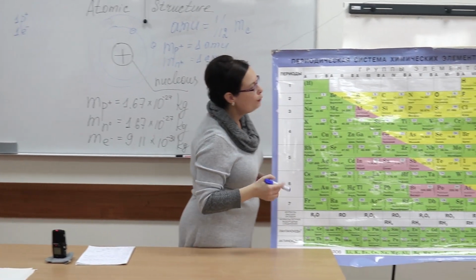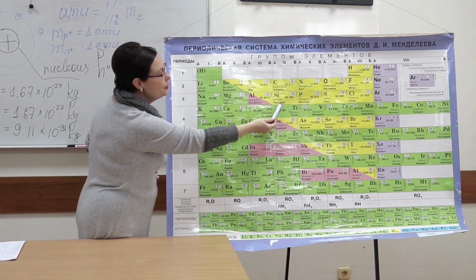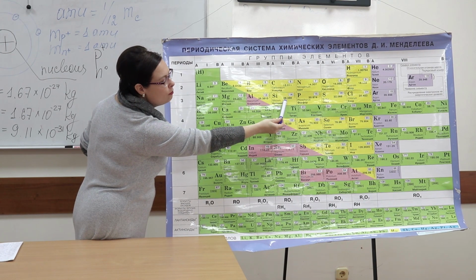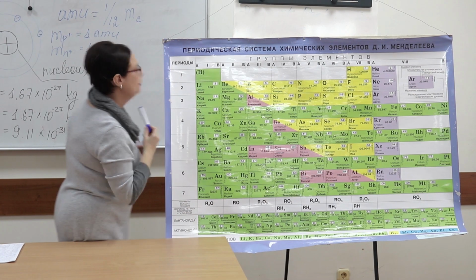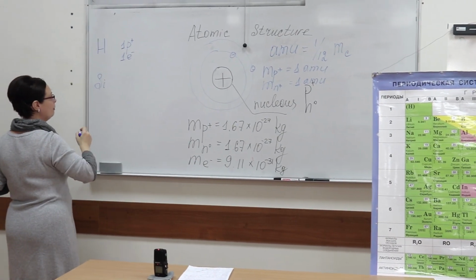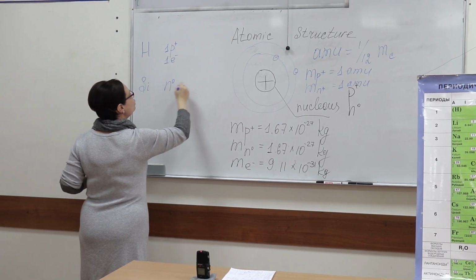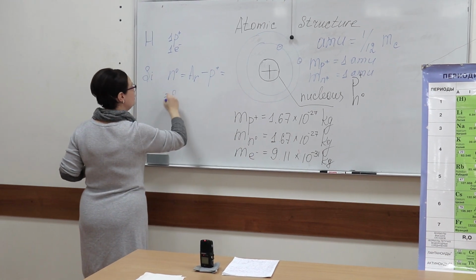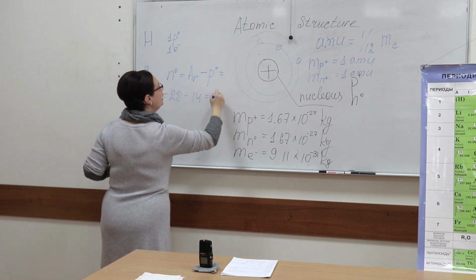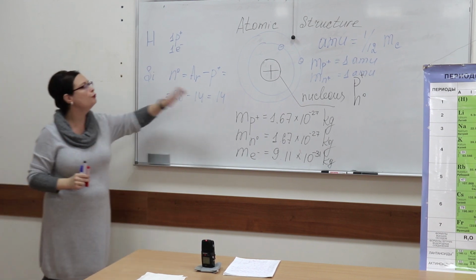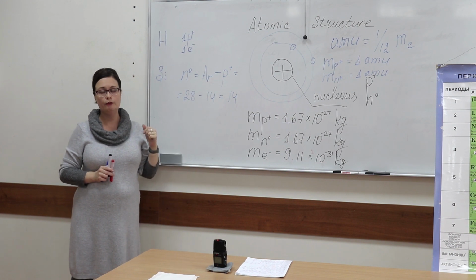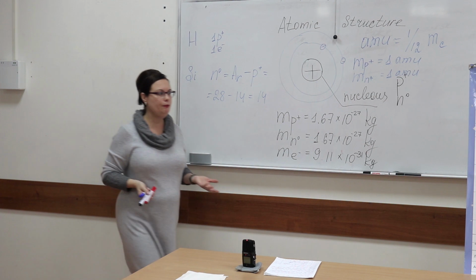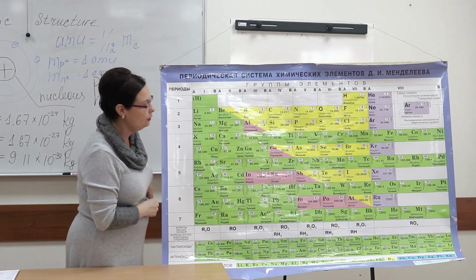Let's consider the example of silicon. From the periodic table, you can see that the periodic number of silicon is 14. The atomic mass is 28 atomic mass units. And we can calculate for silicon the number of neutrons equal to the atomic mass minus the number of protons. The atomic mass is equal to 28, the number of protons is 14, and we find that the number of neutrons is equal to 14 for silicon. Yes, sometimes the number of protons is equal to the number of neutrons, but it's not so in every case. Many elements have different numbers of protons and neutrons.